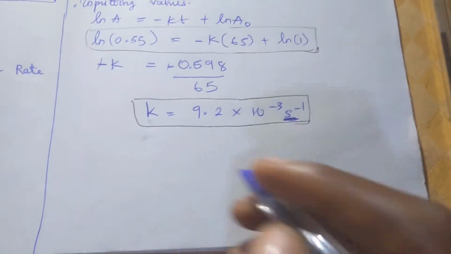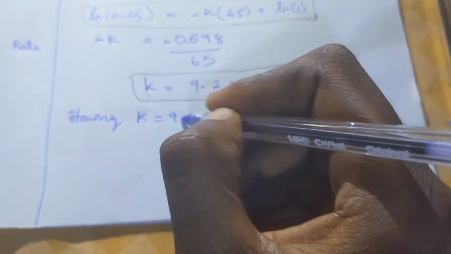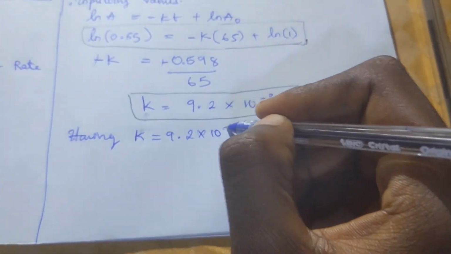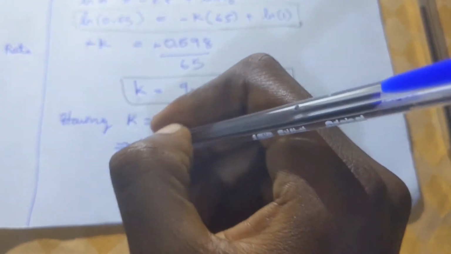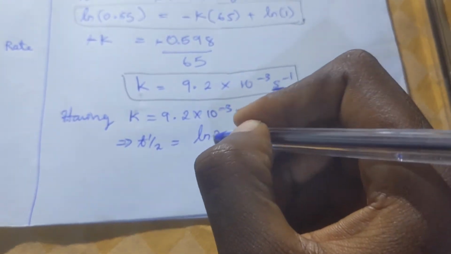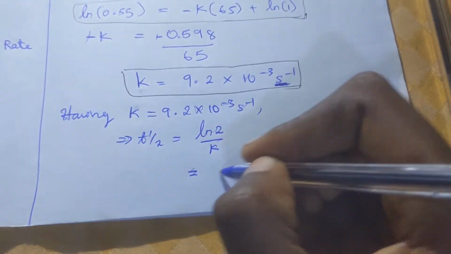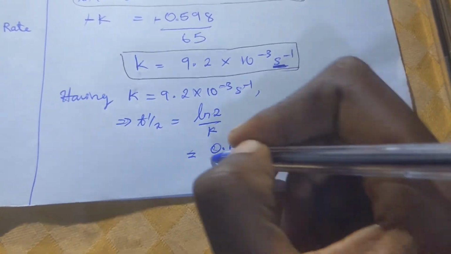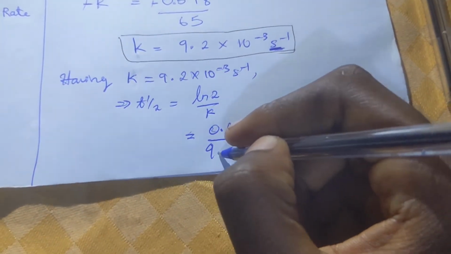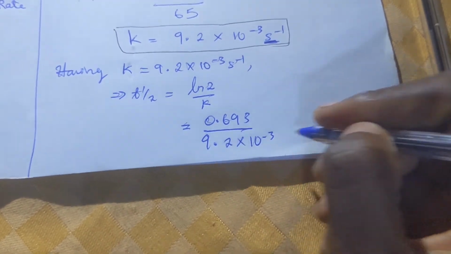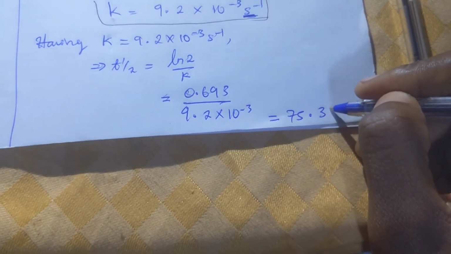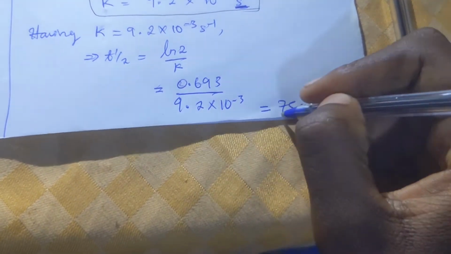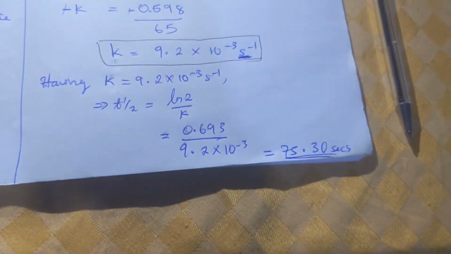So having K, which is 9.2 times 10 to the negative 3 per second, we can calculate our T half. We can now have our T half, which is the second part of the equation. So our T half is equal to ln 2 on K. Inputting the values, that's 0.693 divided by 9.2 times 10 to the negative 3, which is K, we have 75.30 seconds. That's the T half.